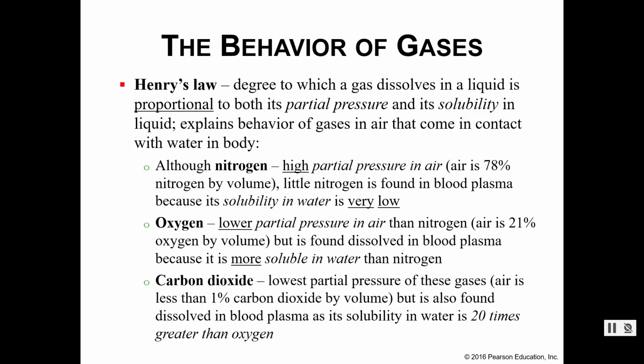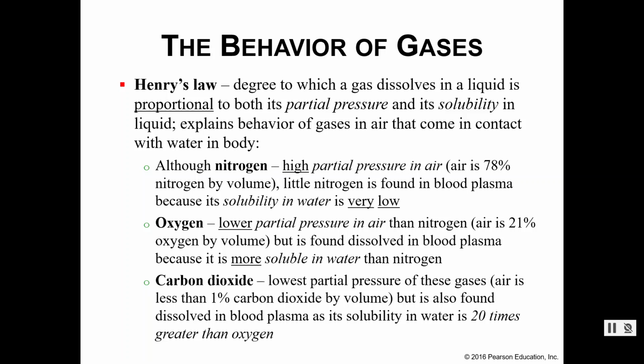So, nitrogen. We just said that the air that we breathe is by volume 78% nitrogen. So it has a very high partial pressure. However, little nitrogen is found in your blood plasma because nitrogen is not very soluble in water. And you know your blood plasma is mostly water. So you don't find a whole lot of nitrogen dissolved in your blood plasma, because you physically can't really get it to dissolve in the blood plasma.